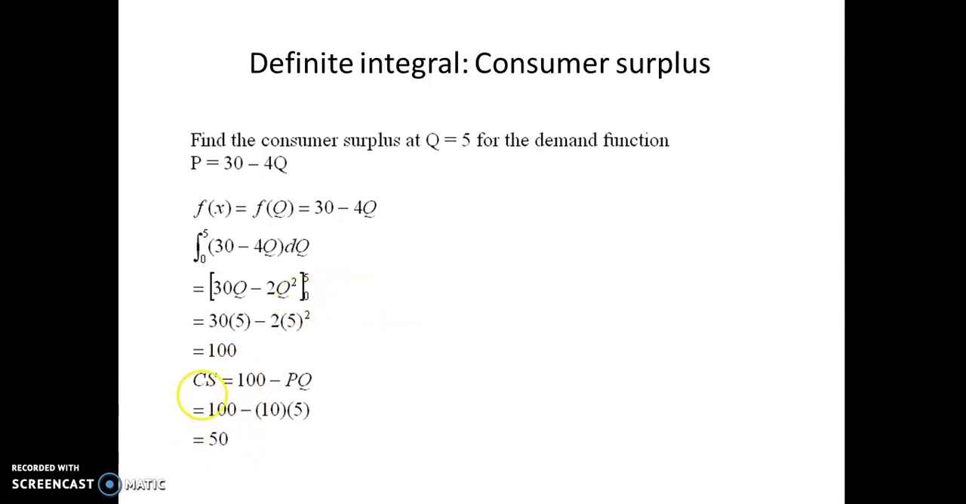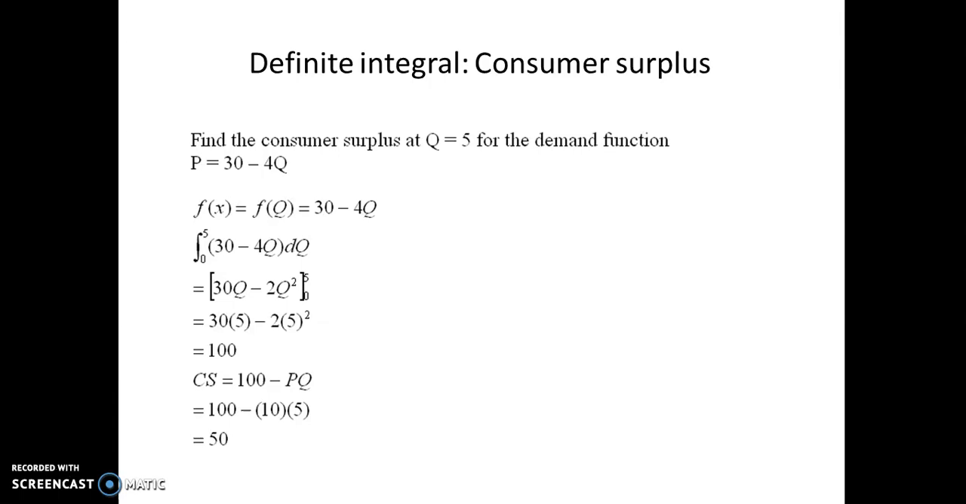So therefore, this is simply going to be 30 times 5, which is 150, minus 2 times 5 squared. 5 squared is 25, times 2 is 50. So 150 minus 50 is 100. But remember, I said that what we have just gotten is that entire area between the limits of 0 and 5 below the demand curve.